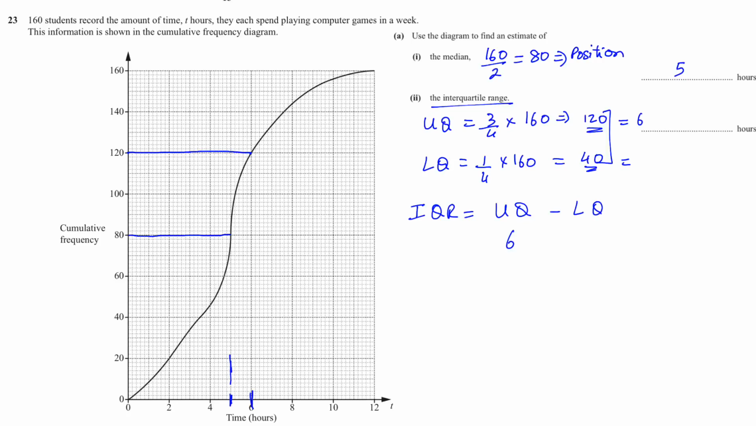40 is here. It's somewhere. It's 3.6. So 6 minus 3.6 is 2.4. Any answer that you have between 2.4 to 2.6 will be accepted.